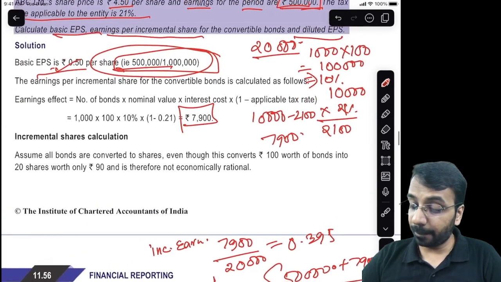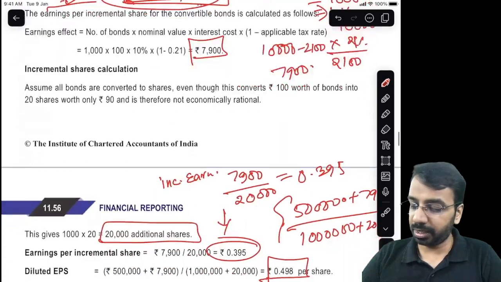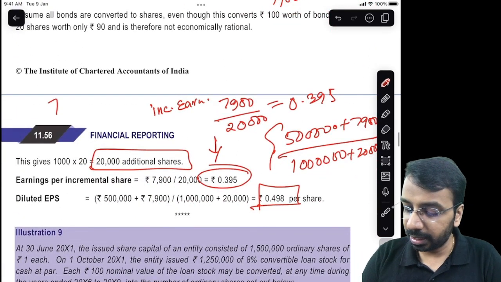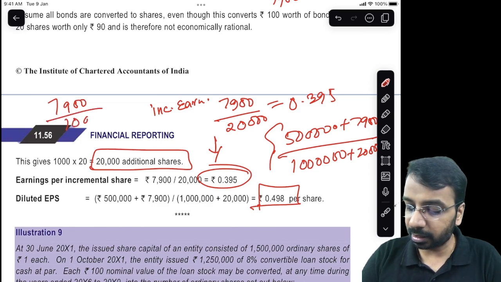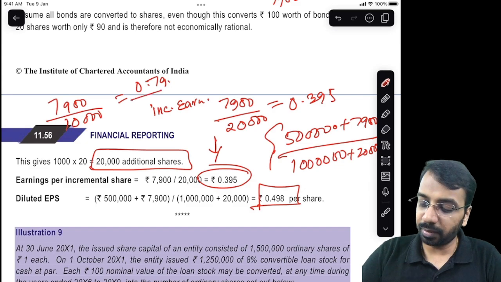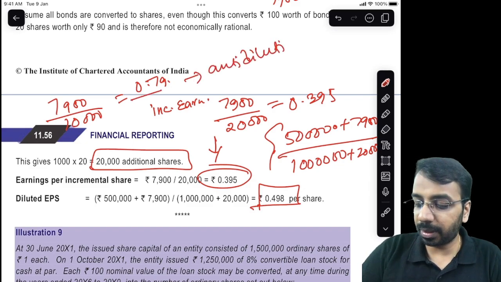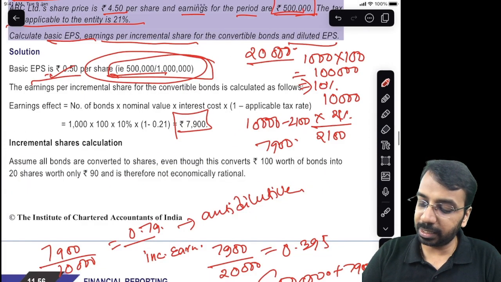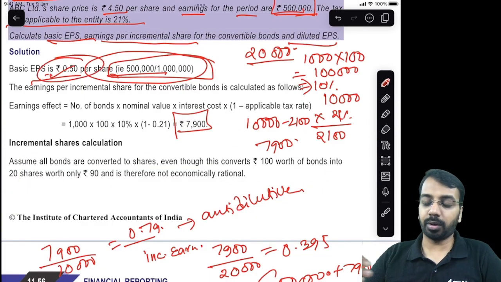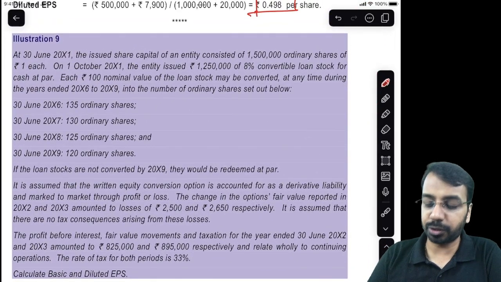Now, for example, if this said that they are convertible into 10 shares, then your working would have been 7,900 divided by 10,000, that is 0.79, which is anti-dilutive. Why anti-dilutive? Because this will ultimately increase my current earnings per share. I hope the concept is clear. Okay. Now let's look at this one. This is also an important question.